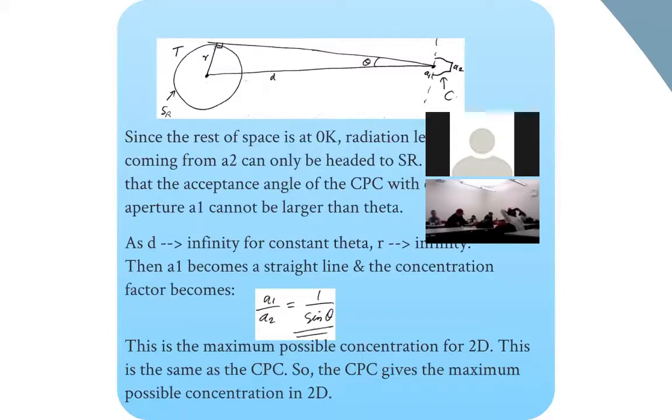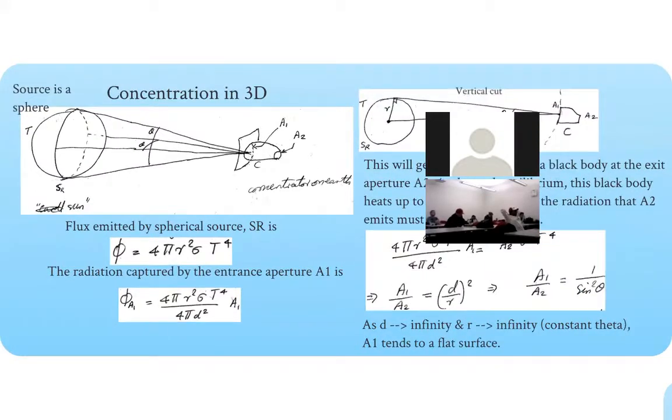Now, of course, our universe is not 2 dimensions, it's 3 dimensions. So we need to actually consider that, and it changes things, so it's important. In 3 dimensions, our source is now a sphere, like our sun. It's a huge sphere, let's say, again, SR, at some temperature T. And now we have some concentrator on Earth. We don't need to say it's a CPC. As shown here, it has an entrance aperture area of A1 and an exit aperture area of A2.